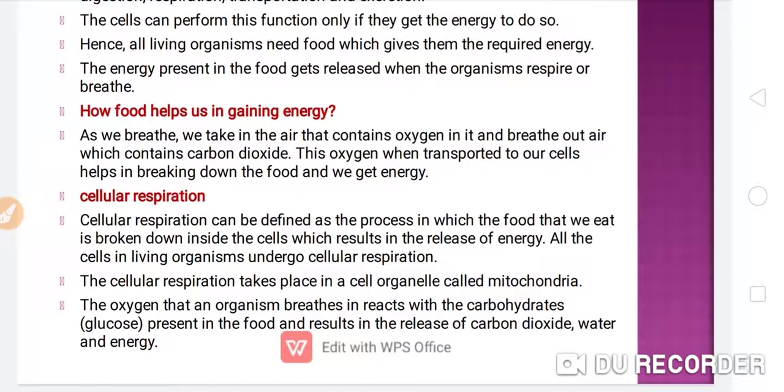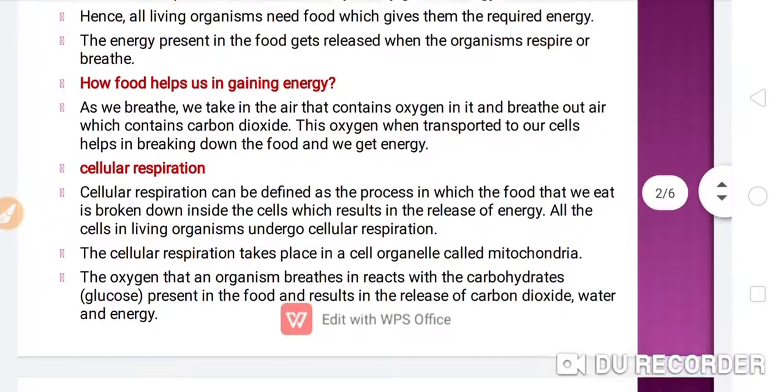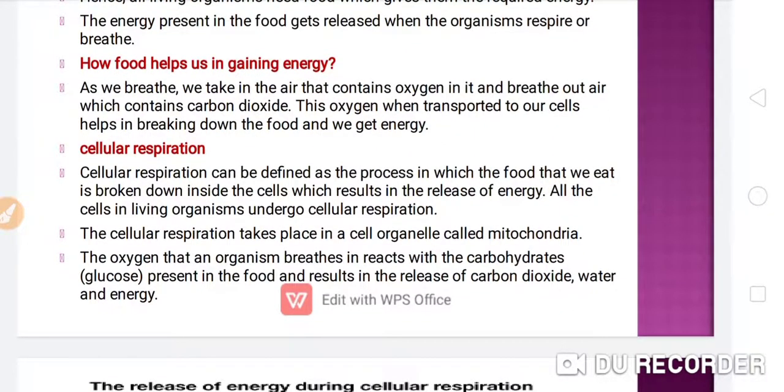So let's see students, as we breathe we take in air that contains oxygen and breathe out air which contains carbon dioxide. It means we are inhaling oxygen and exhaling carbon dioxide. This oxygen, when transported to our cells, helps in breaking down the food and we get energy. So this is the process through which we get the energy. But there are different kinds of respiration.